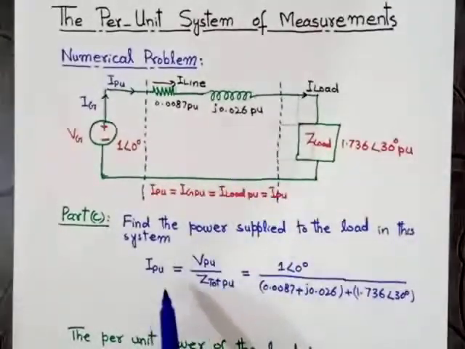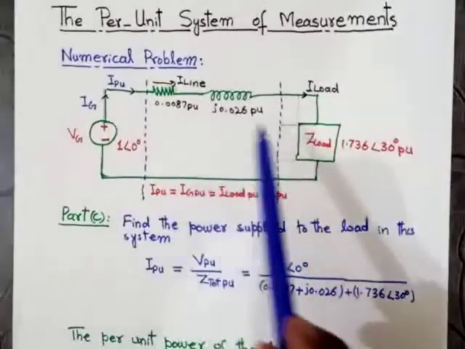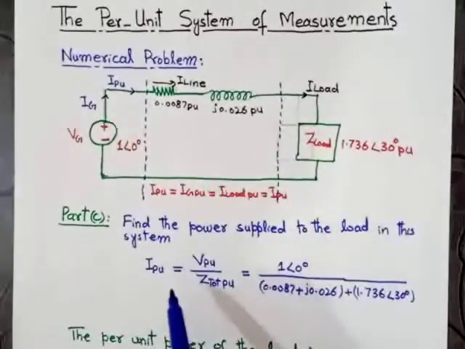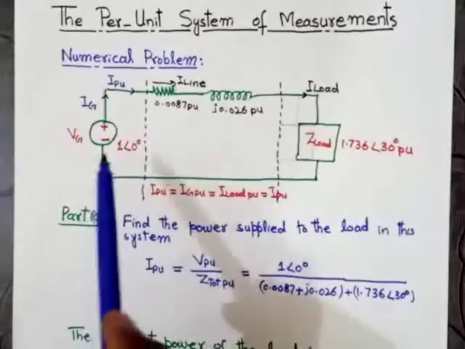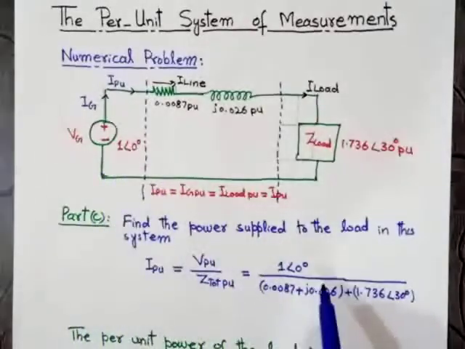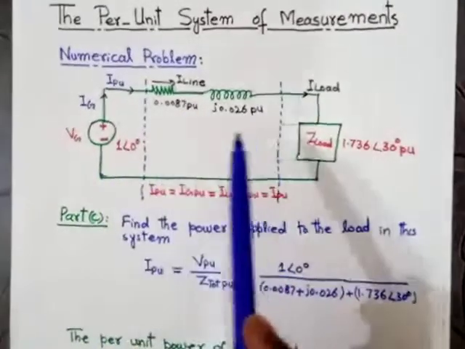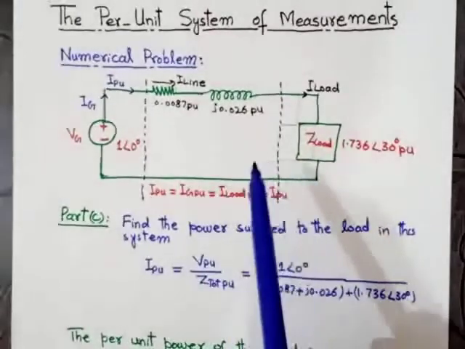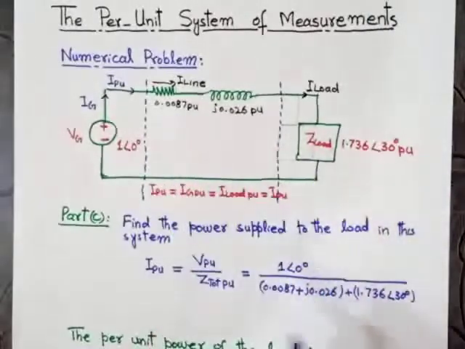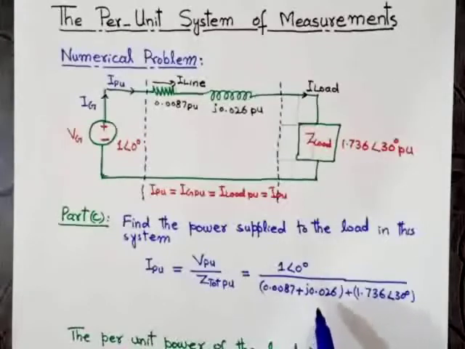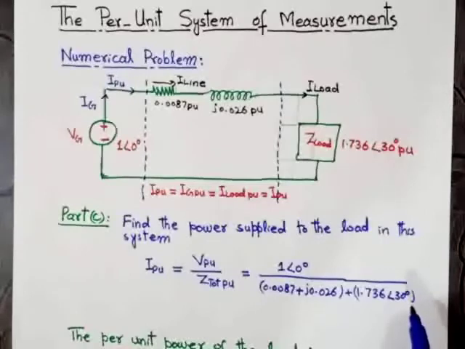So the per unit current will be equal to, this is the series circuit. According to Ohm's law, per unit current will be equal to V per unit over Z total per unit. V per unit in the given circuit is 1 angle of 0 degrees, and the total impedance in per unit is equal to, because the circuit is in series, so we will add all the impedances. So the total impedance will be equal to 0.0087 plus j 0.026 plus 1.736 angle of 30 degrees.